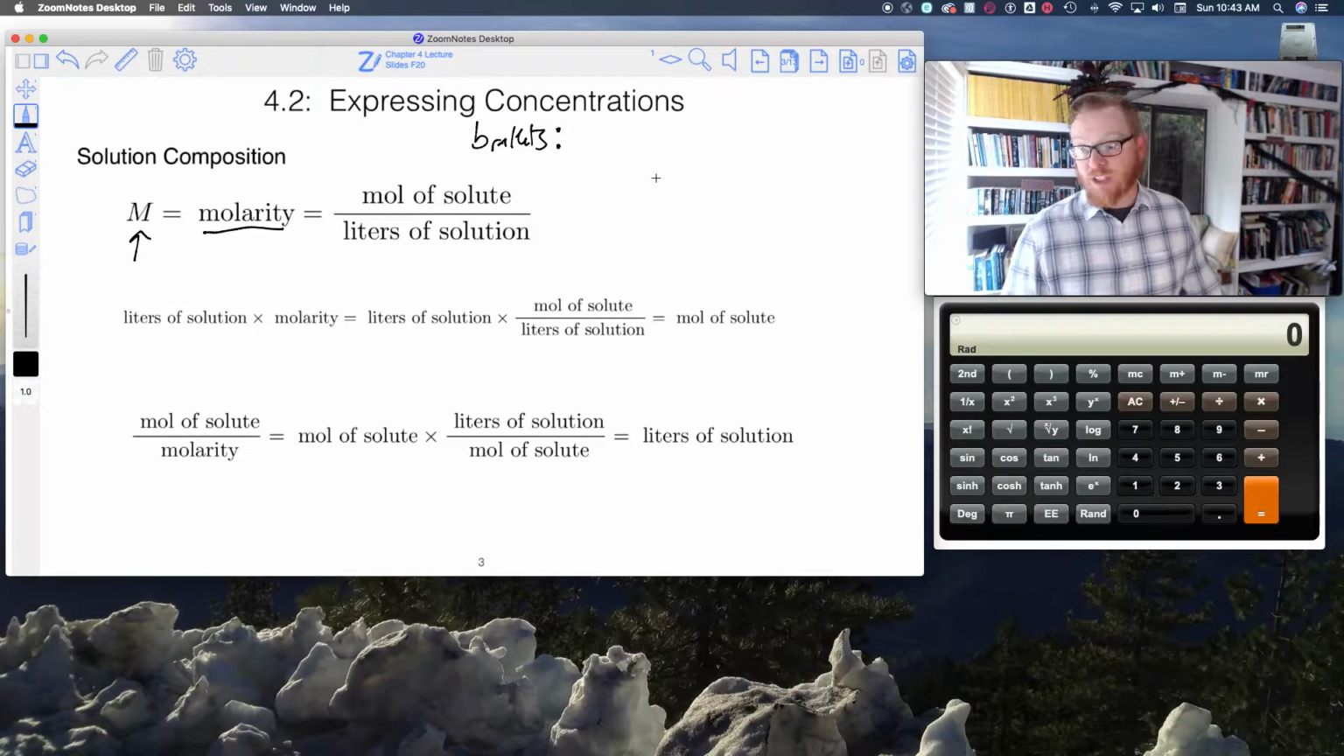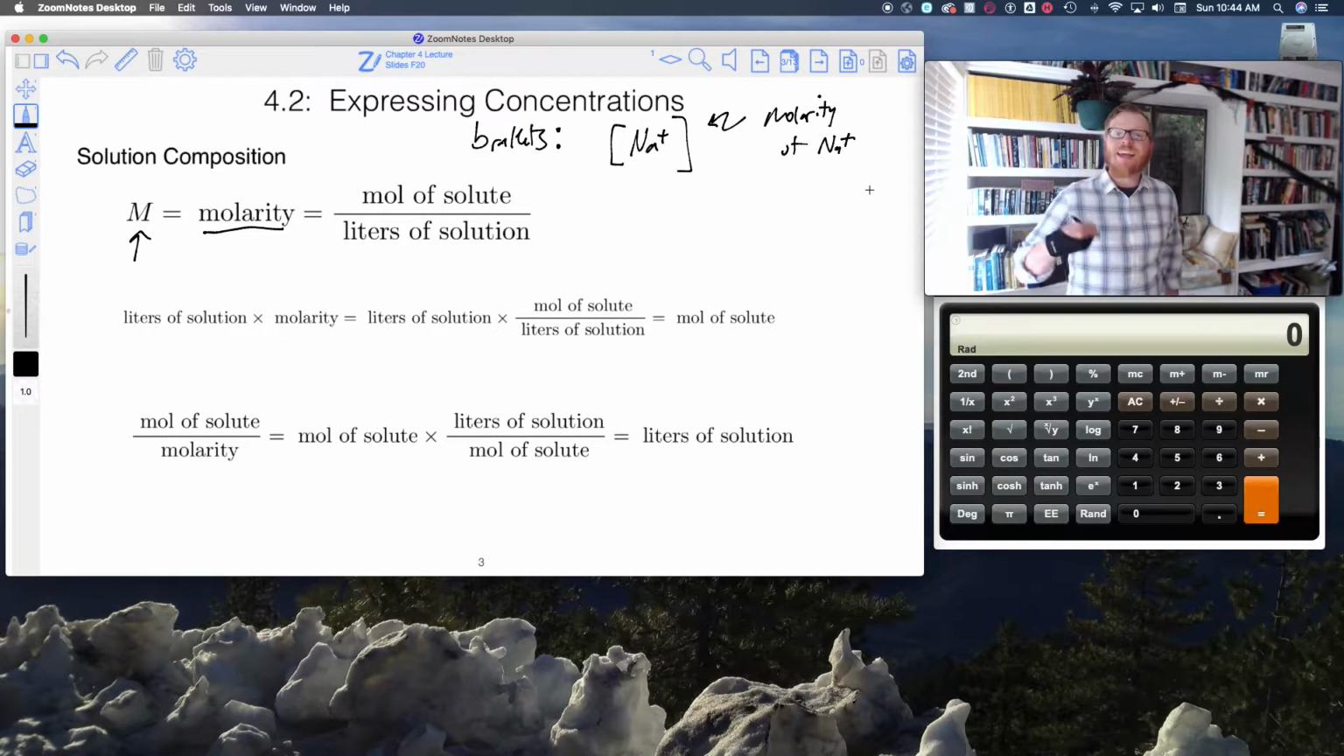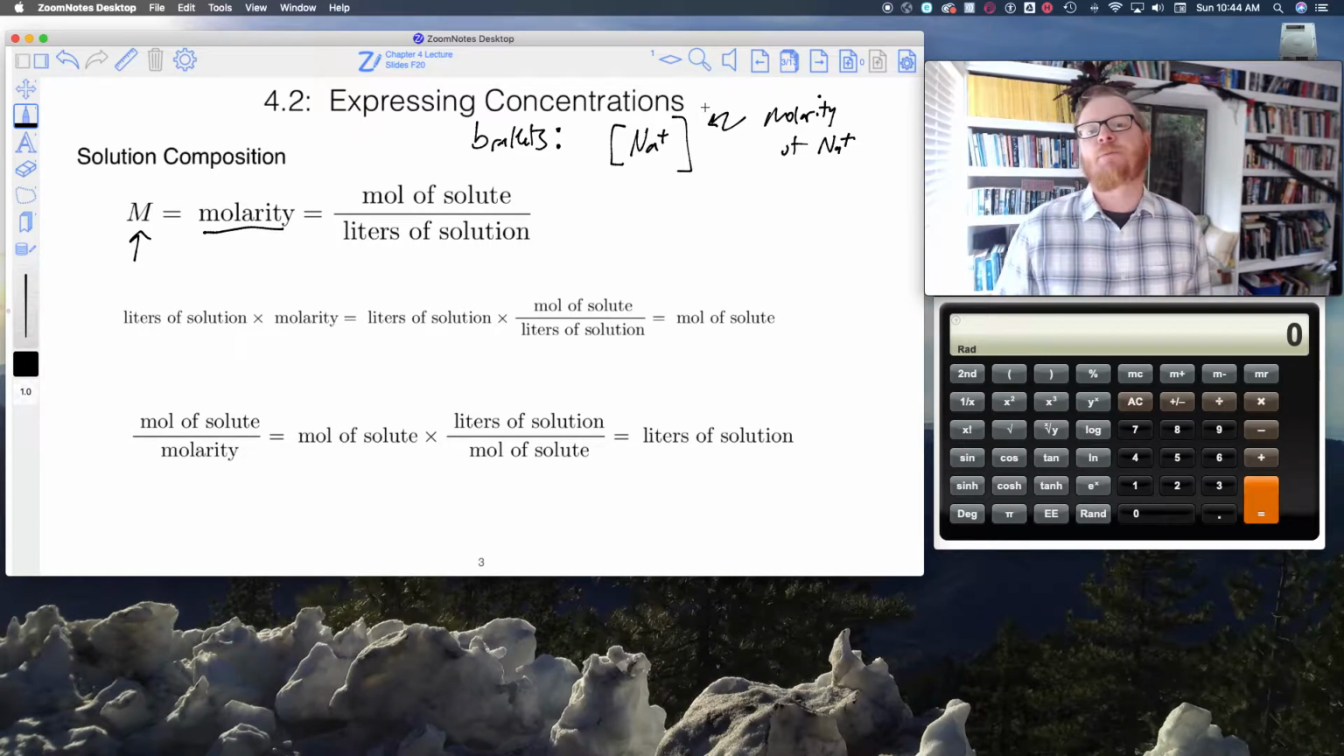We also use brackets to express molarity. For example, if I write [Na+] in brackets, this is shorthand for the molarity of Na+ in an aqueous solution. So we want to start getting used to seeing these brackets in chemistry. These hard brackets mean molarity.